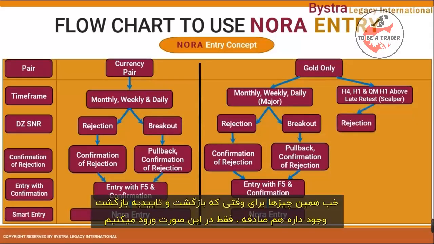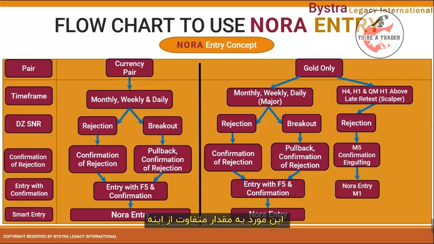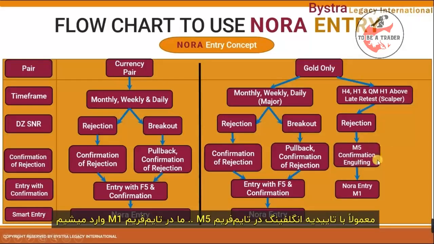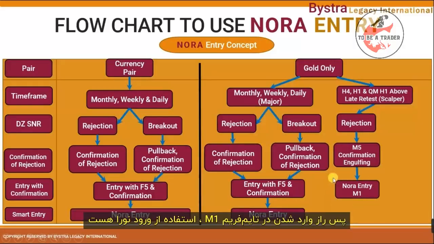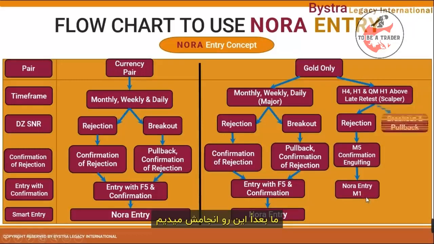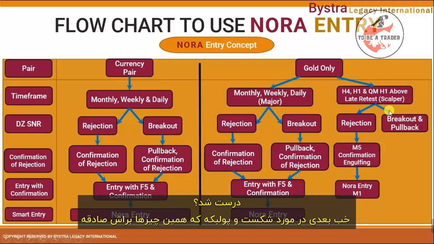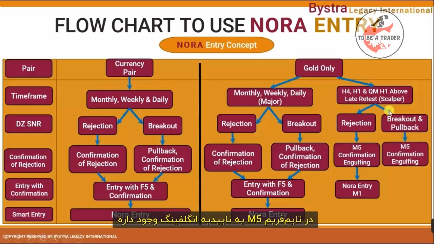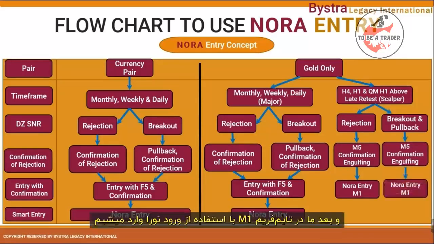So same thing goes when there is rejection, there is a confirmation of rejection, then only we will entry. So this one will be a little bit different than here. So when there's a rejection happening here, normally the M5 engulfing, we will entry on the M1. So the secret to entry on the M1 using the Nora entry, we will do this later on. Alright, so next, the breakout and pullback, same goes. There is an M5 confirmation of engulfing, and we will use the Nora entry in the M1 time frame.